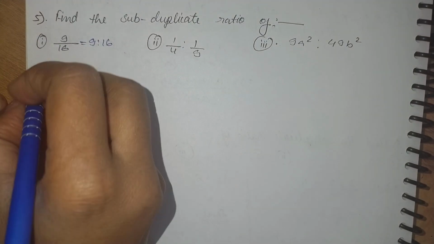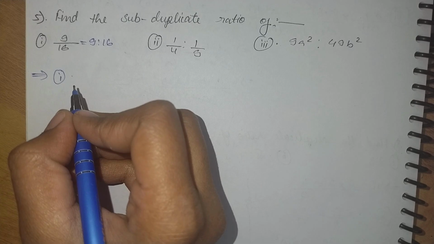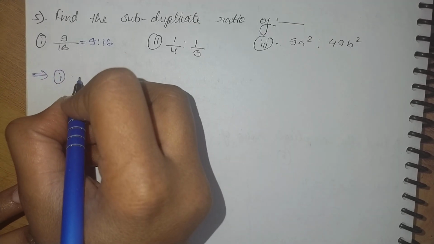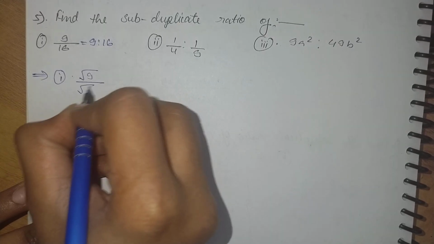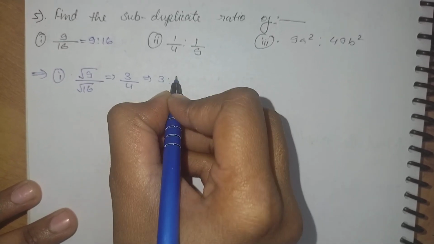Solve question number 5, first part. Here in these ratios, we have to find the subduplicate. Subduplicate means the under root of the ratio given to us. So if we write for 9 by 16, under root of 9 divided by under root of 16, that will become 3 by 4. So it is equal to 3 ratio 4.